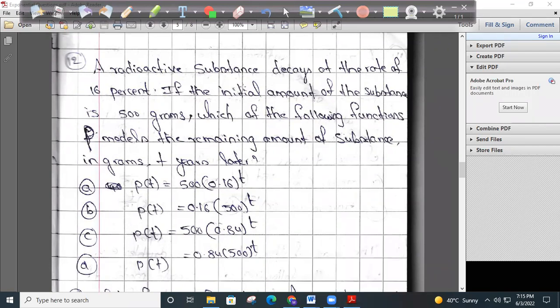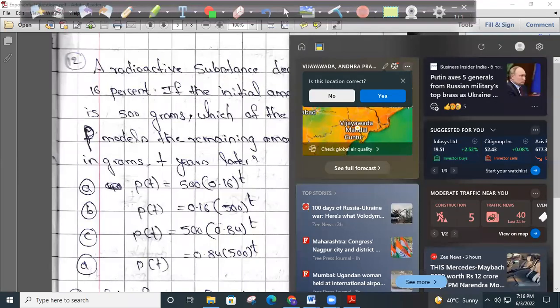A radioactive substance decays at the rate of 16%. If the initial amount of the substance is 500 grams, which of the following functions models the remaining amount of substance in grams t years later? And I give 4 options to you. So try to give me sincere efforts. Then I'll explain both these questions. See how I am thinking. You'll never forget. You'll enjoy solving these questions.